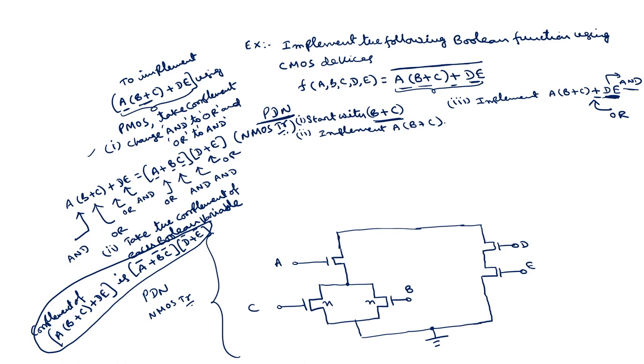Now the pull up network realization consists of the realization of the complement of the given Boolean function. So this complement you have to implement by using PMOS. Again, OR operation means parallel, AND operation means in series. So to implement this, A plus B bar into C bar, of course here we are going to use PMOS transistors. B bar C bar will be in series, then A bar in parallel because you are taking the complement.